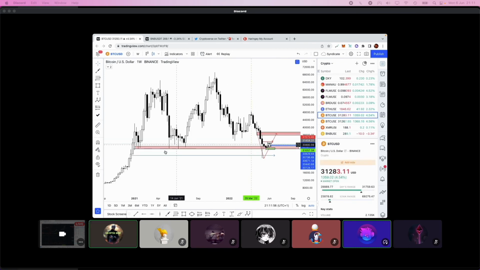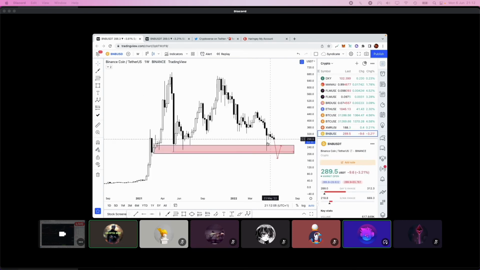Because look, when we got this support, look at the wick that came down into the imbalance here, came back up above the support. So we could get that same thing from Binance. This short, bro, you could hold this short at least until this inefficiency.